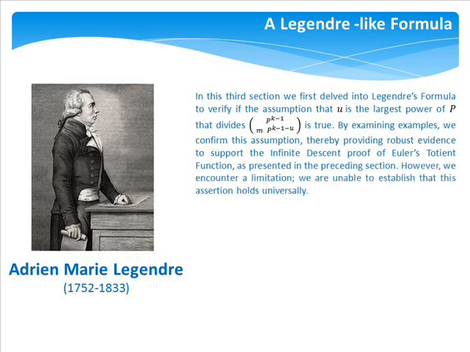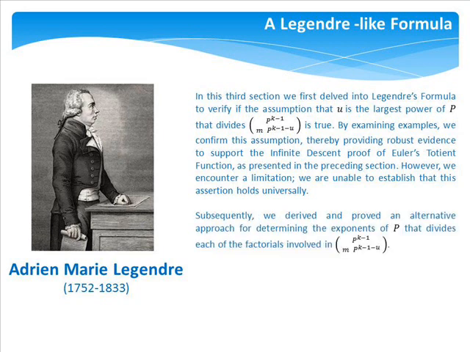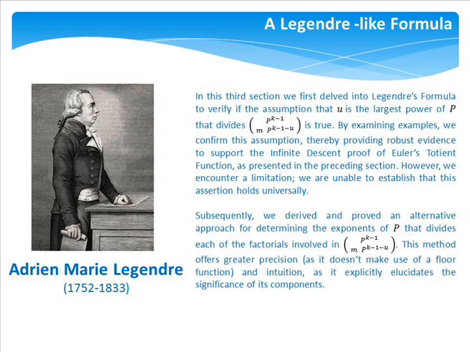However, we encounter a limitation. We are unable to establish that this assertion holds universally. Subsequently, we derived and proved an alternative approach for determining the exponents of p that divides each of the factorials involved in binomial p raised to k minus 1, choose m times p raised to k minus 1 minus u. This method offers greater precision as it doesn't make use of a floor function, and intuition, as it explicitly elucidates the significance of its components.